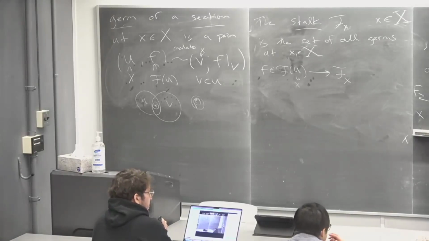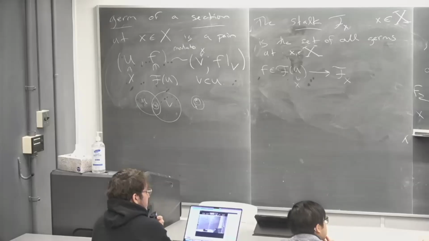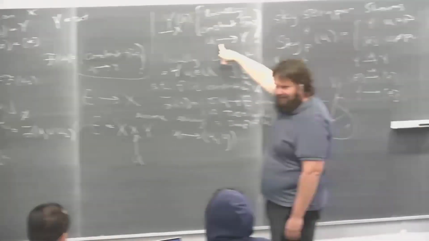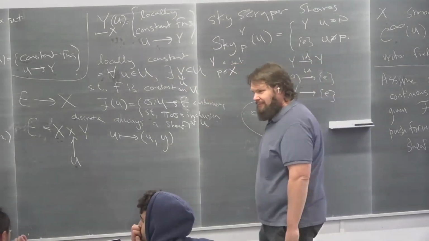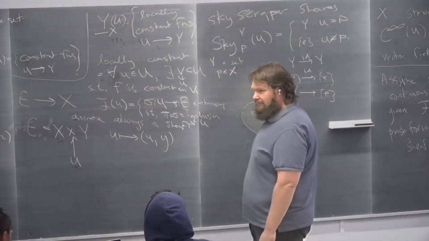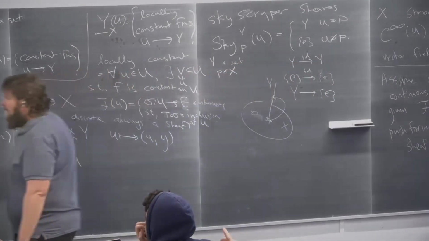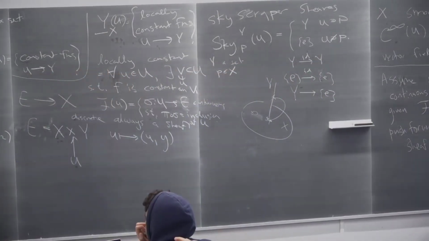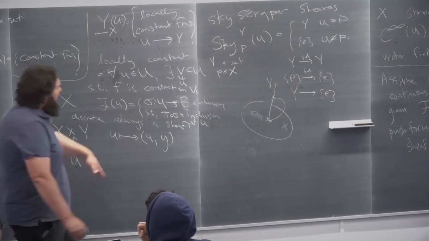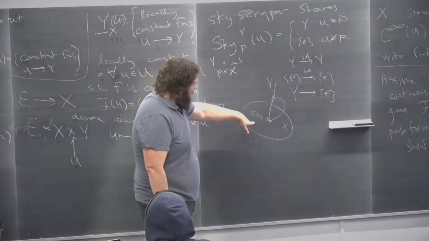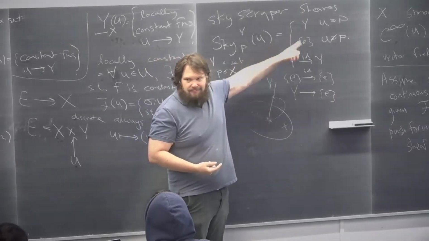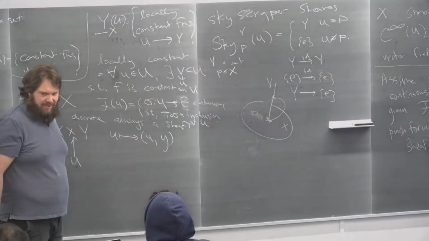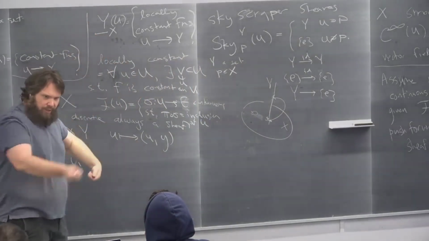In this case, the stalk at a point is always one. It could be, though. The stalks can all be the same, or they could all be different. For example, in the skyscraper case, the stalk at every point other than P will be a one-element set. The stalk at P will be your Y. That's another way to think about why it's called a skyscraper: it has one big stalk, and all the other stalks are boring.